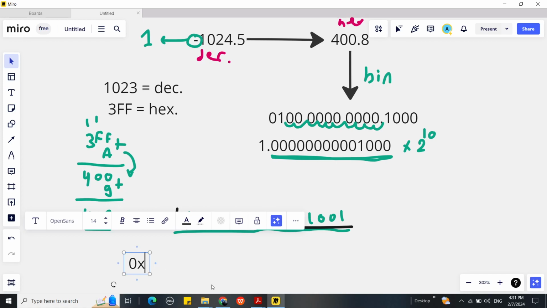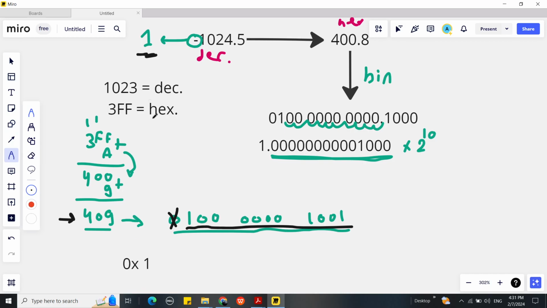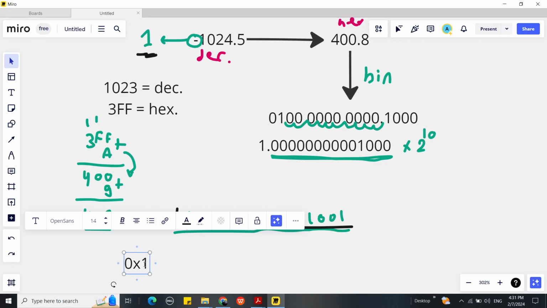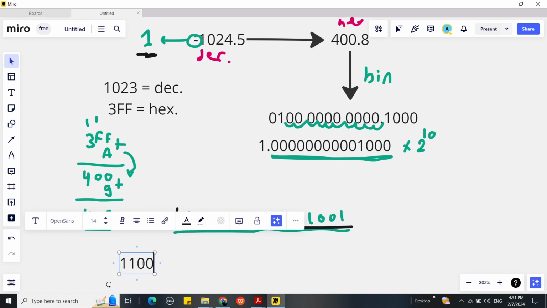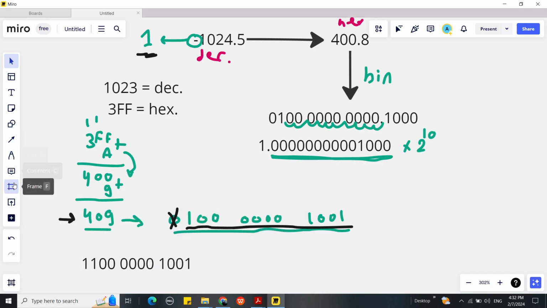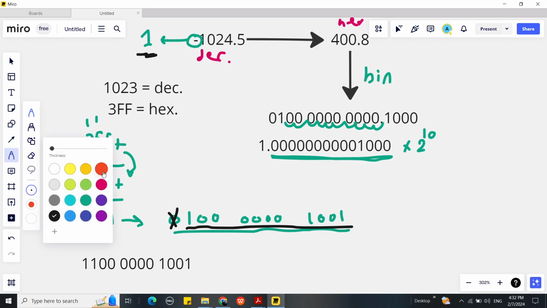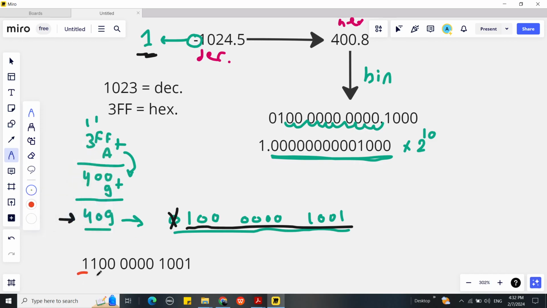And now let me write our final result. What is the sign? The sign is 1. Remember, sign is 1. Oh, sorry, we're just going to write the binaries. So it's like 1, and then 100, 100, and 0000, and 1001. Let me write it again so people understand more. This is our sign, right? This is our exponent, and now it's time for our mantissa, which is this one.